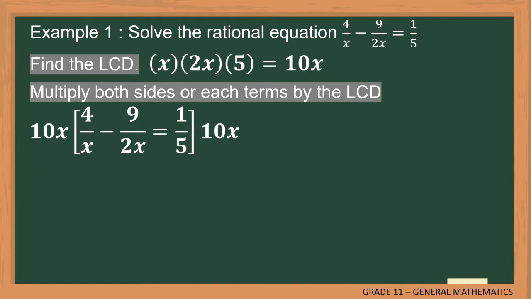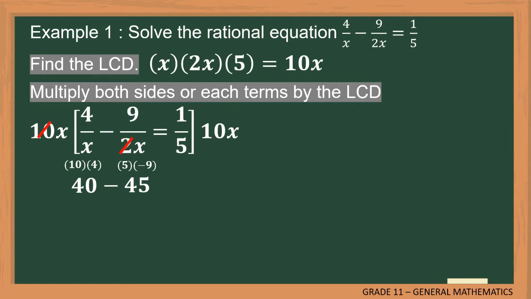First, multiply muna natin si 10x kay 4 over x. Maka-cancel natin si x. May iwan si 10, then si 10, ito times natin kay 4. And that is 10 times 4 is equal to 40. Next, ito times naman natin si 10x kay negative 9 over 2x. So, maka-cancel din natin si 10 and 2. So, pwede natin yan i-cancel out. So, may iwan tayong 5 dyan. So, si 5, ito times natin kay negative 9. And that is negative 45.